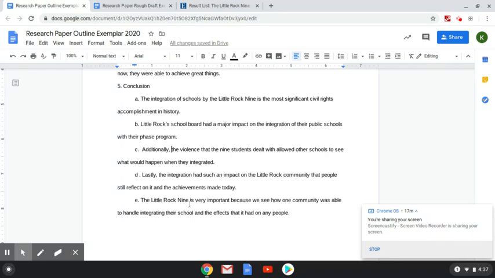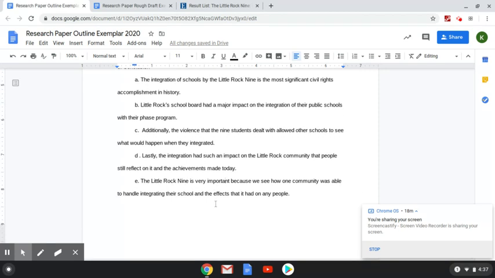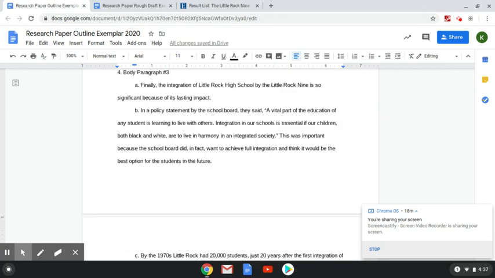The Little Rock 9 is very important because we see how one community was able to handle integrating their school and the effects that it had on any people, right? So again, a case of grammar, because we're reading slowly, we pick up that we need an M there, right? On many people. And then also the Little Rock 9, that's a plural. It's more than one person, right? Little Rock 9 are very important, right? So overall, I'd like the last sentence, but just a couple grammatical issues with it. So like I stated previously, this outline satisfies all my requirements. Now it's time to use this outline to do our rough draft. So we're going to scroll up.